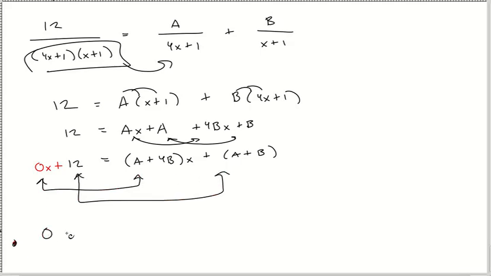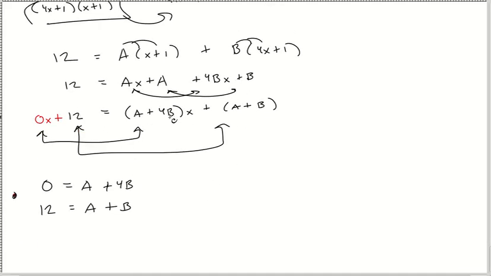So 0 equals A plus 4B, and 12 is equal to A plus B. Notice that this 0 is equal to this guy, because your x terms should equal your x terms. Here your constant terms should equal your constant terms. Okay, your constant can't affect an x, and your x can't affect a constant. So I'm just putting them in their categories, into their groups. And now we solve for A and B.